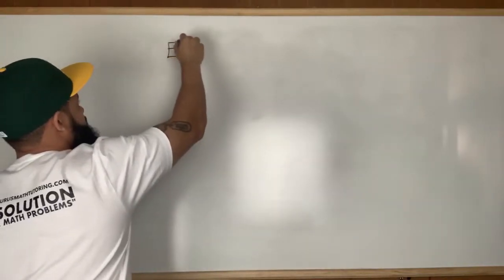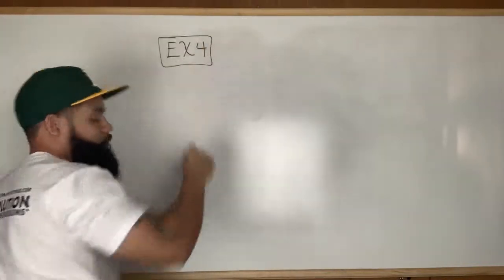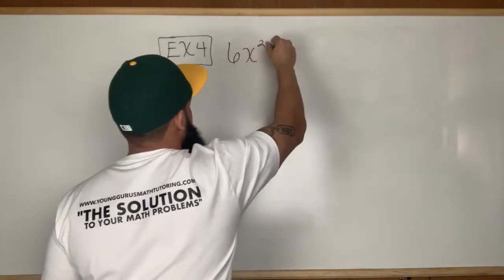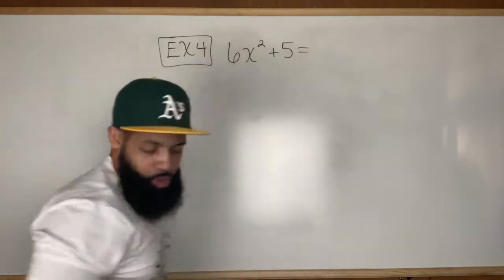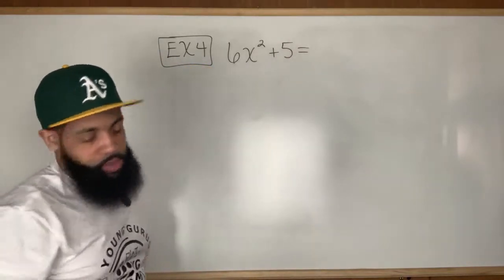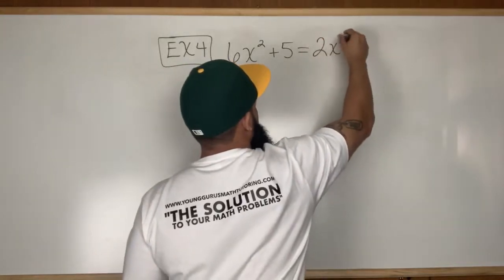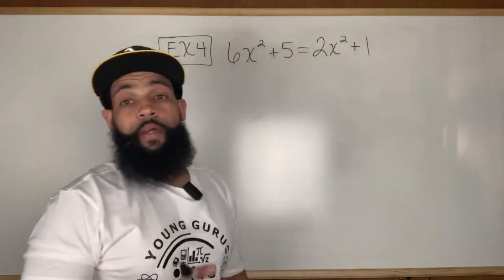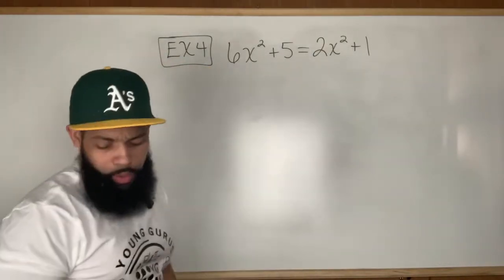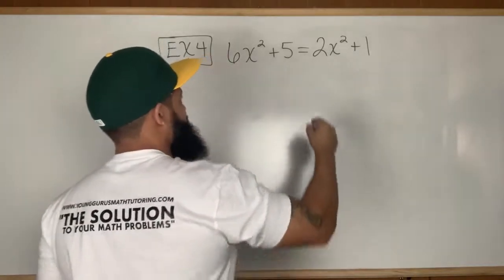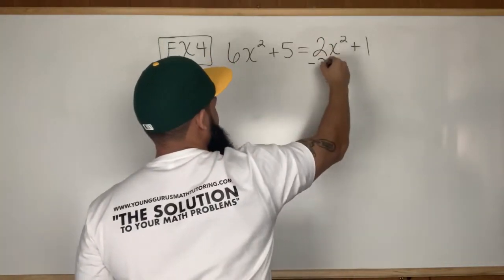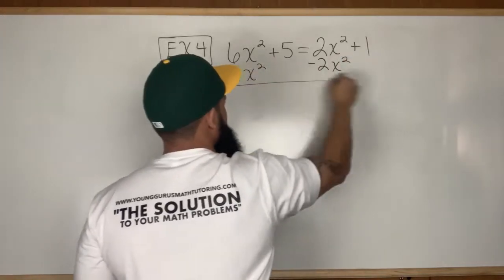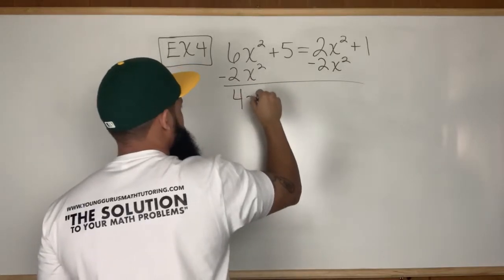All right, example 4. Let's say I have 6x squared plus 5 is equal to 2x squared plus 1. Okay? Got some like terms, but they're on different sides of the equal sign. So I need to maneuver them around. I like my variables on the left. So I'm going to take this 2x squared by subtracting it, and I'm going to put it over here with this family. They're like terms. So that gives me 4x squared.